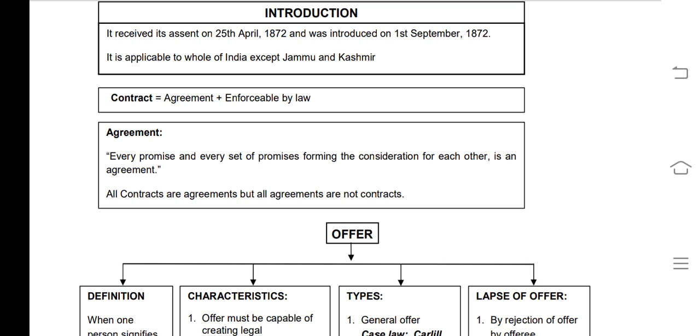Introduction part. The Indian Contract Act 1872 was introduced not by Indians, but by the Britishers in India in 1872. It is applicable to the whole of India, but excluding Jammu and Kashmir. That is, in Jammu and Kashmir, the Indian Contract Act 1872 is not applicable.